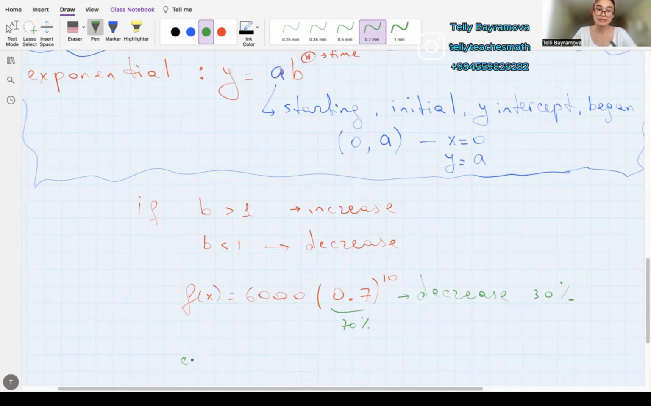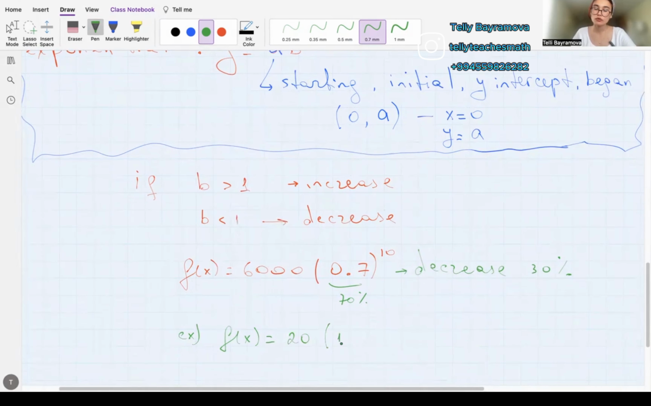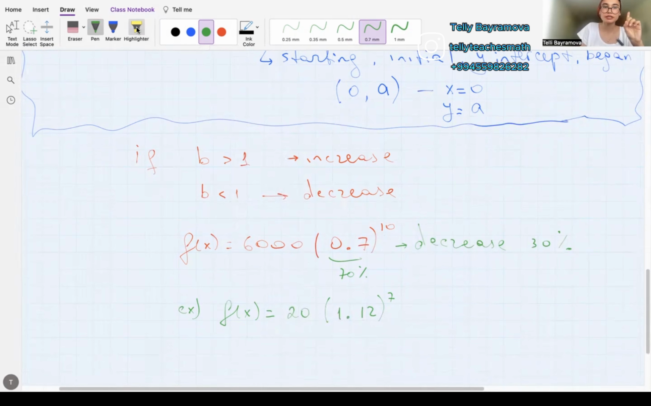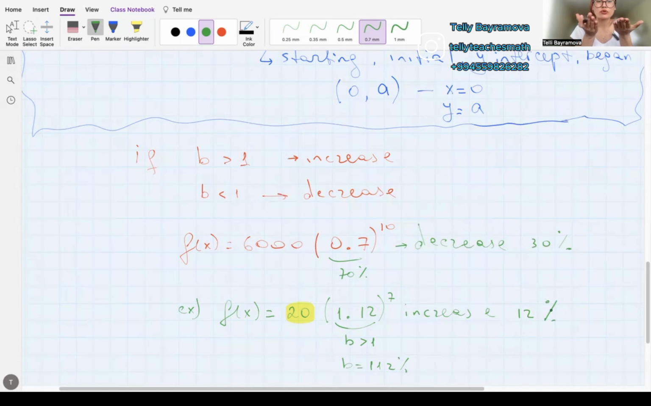For example, another example, I want to write f of x equals 21 times 1.12 to the power of x. What is initial? Initial is 21. B is 1.12, which is greater than 1, so B is 112%. It is increased. Increased by how many percent? 12%. Because the original is always 100%. If it is greater than 100, it is that much greater. For example, 1.3 is 30%. Okay?